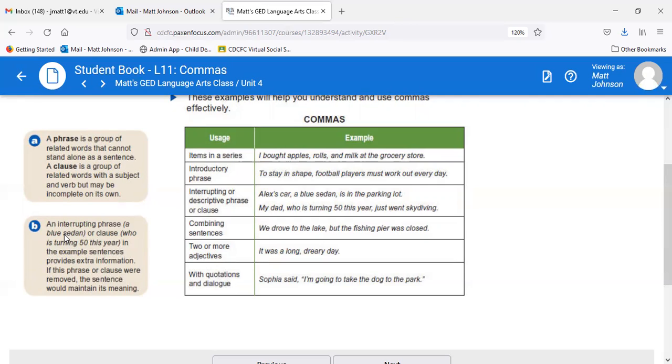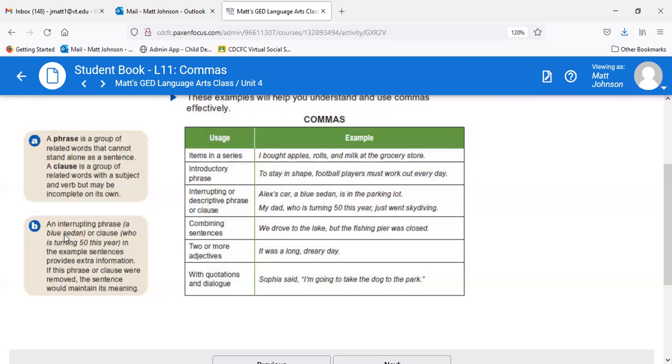In an introductory phrase, to stay in shape, football players must work out every day. You can recognize introductory phrases a lot of times because they'll start with things like as, instead, to, if, and you can read it. You'll kind of feel it organically where they stop and start. So in this case, it's just a phrase. It does not have a subject and a verb. To stay in shape, comma, football players must work out every day.